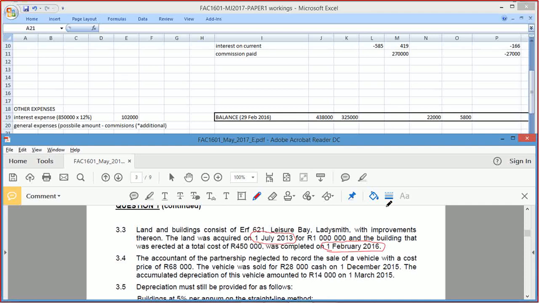Okay, because an improvement means that you've built something onto the actual land and buildings, right? Yeah. Okay, so you debit the land and buildings and credit, in this case, you acquired the building. So the land was acquired on the 1st of July, and the building that was erected at a cost of 450 was completed on the 1st of Feb. So it would be debit the land and buildings and then credit whatever it is. Yeah. Okay, so now the big question is, is this the revaluation? No. Okay, it's not a revaluation because it's seen as an improvement.